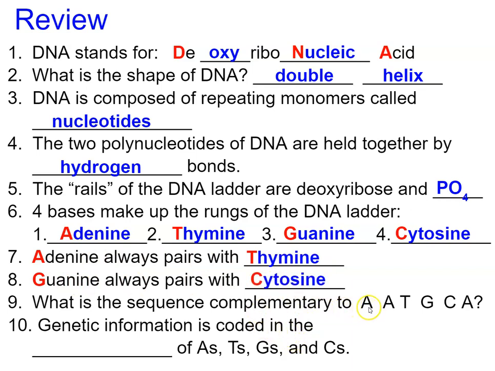The sequence complementary to AATGCA, you should have written in underneath here, and if you didn't, go ahead and pause before I pull them up, but by now you should be able to do this without even hardly thinking about it. A matches up with T, T matches up with A, G matches up with C, C with G. The genetic information is coded in the sequence of A's and T's and G's and C's. That's what spells out the information to make every living thing on Earth.